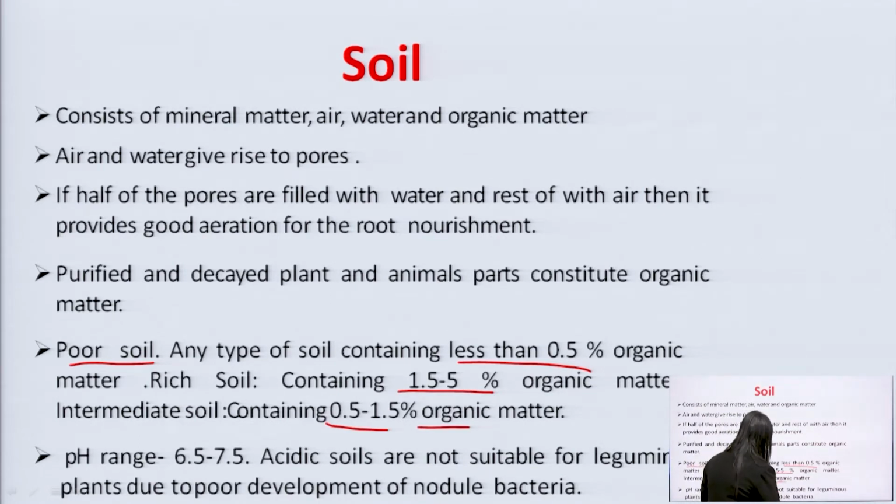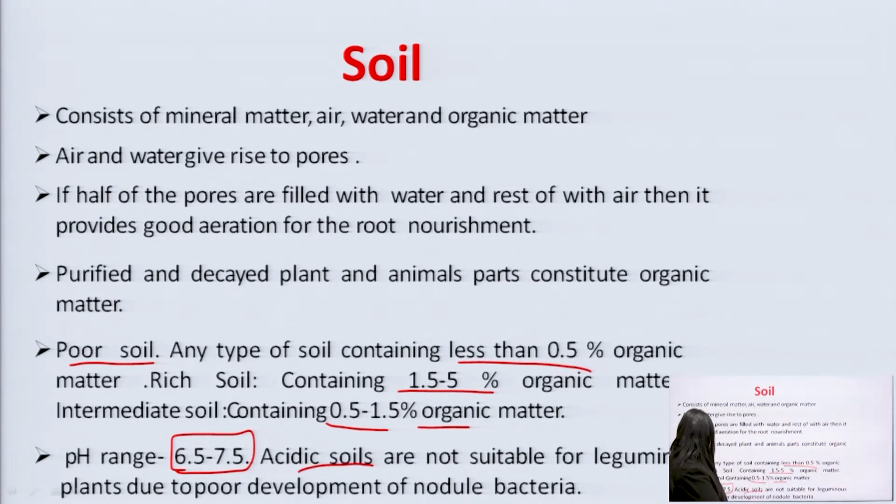Besides that, the soil has a particular pH for the growth of the plant. This optimum pH level is 6.5 to 7.5. If the pH varies, that can affect the growth of the plant. For example, acidic soils are not suitable for leguminous plants due to poor development of the nodule bacteria.